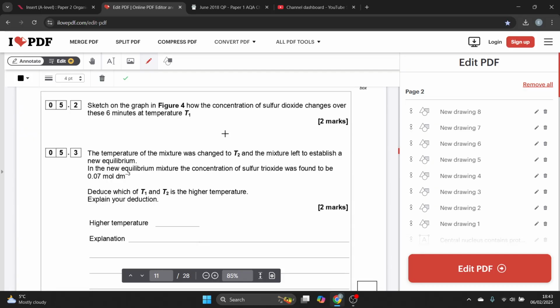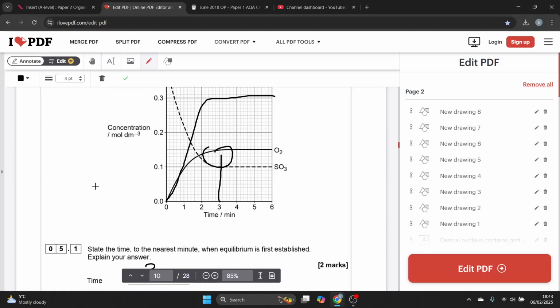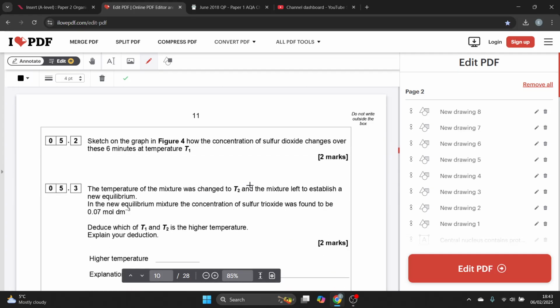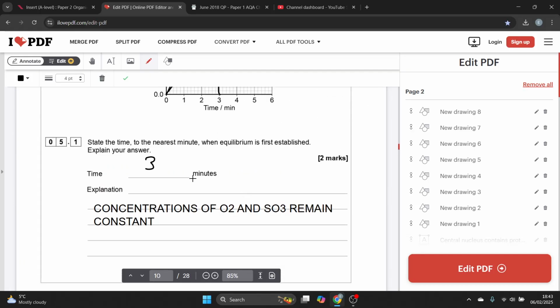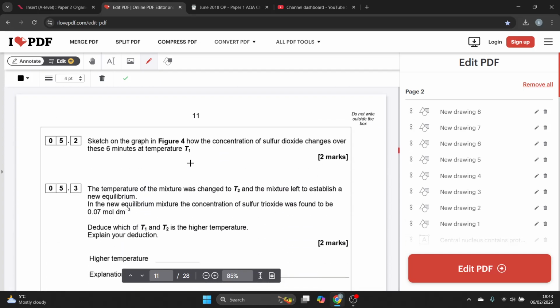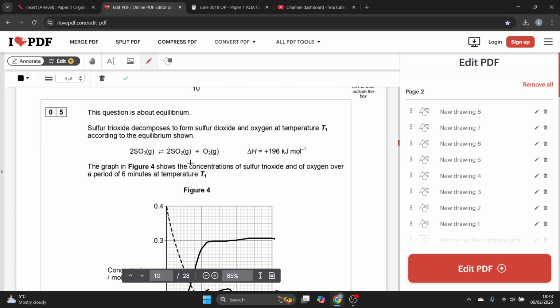Then it says the temperature was changed to T2. The mixture was left establishing a new equilibrium. In the new equilibrium mixture, the concentration of sulfur trioxide was found to be 0.07. Sulfur trioxide 0.07. Well, here I've got 0.1. T1 and T2, one is a high temperature. There is 0.07, and that's for T2.